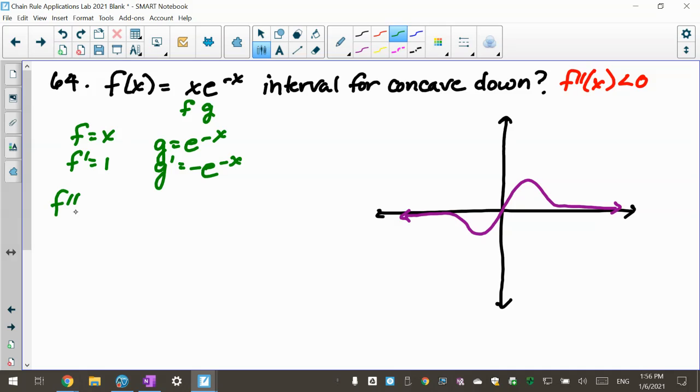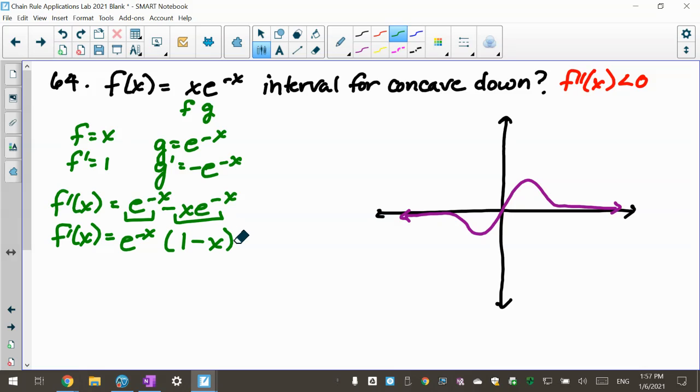So f prime of x is going to be f prime g, so that's e to the negative x, plus f g prime, so that's going to be minus x e to the negative x because this was negative. Now what I want to do is factor this and get it in factored form so I can get it set for the second derivative, and I can see here's a term here, here's a term here. I'm going to take out e to the negative x. When I do, I have 1 minus x, and now this is in a better form for me to do my second derivative. Okay, so factored form really does help.